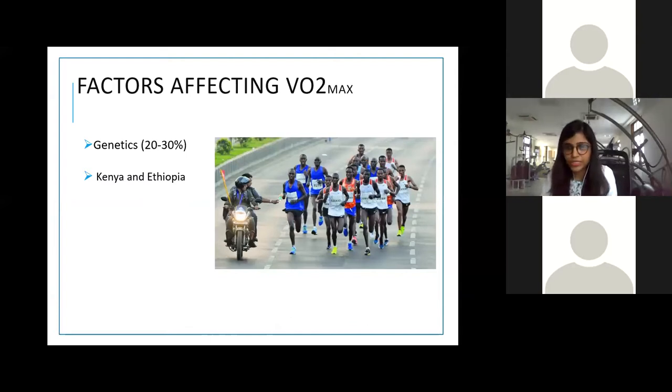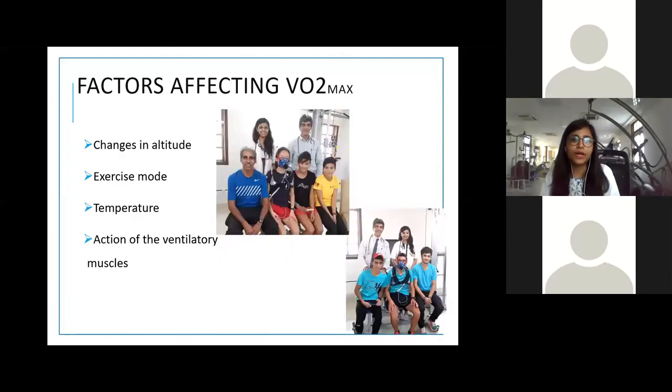Moving on, genetics plays a very important role in values of VO2 max, and it is something that we cannot change. It is known that Kenya and Ethiopia have the world's highest levels of runners. They are all coming from this area. That is all due to their genetics. Of course, the training and performance and other factors also contribute to it. Another factor which affects the VO2 max value is the altitude.